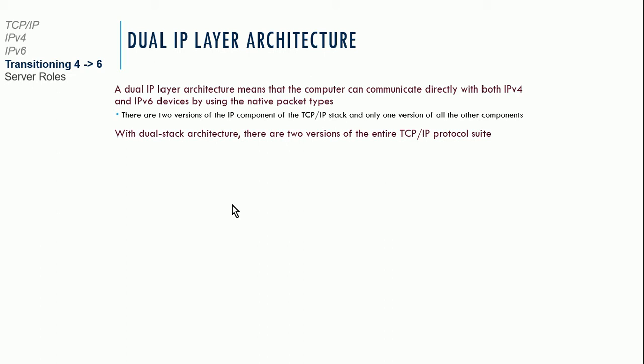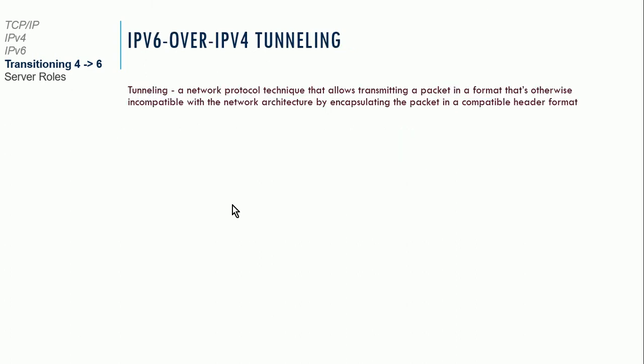So with dual stack architecture, there's two versions of the entire TCP/IP protocol suite, one for IPv6 and the other for IPv4. And like I said, this is supported by Microsoft Windows by default.